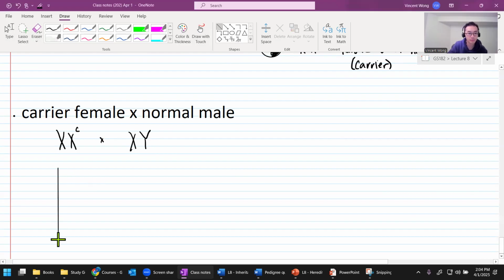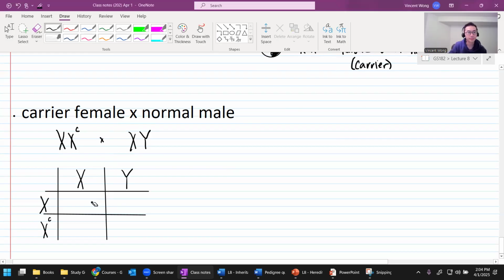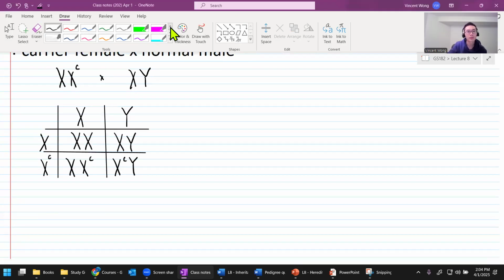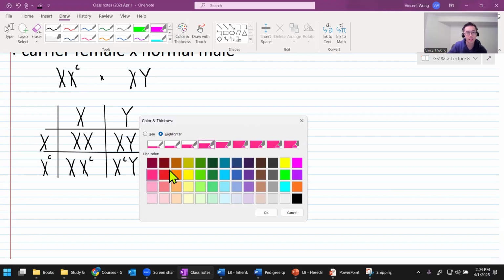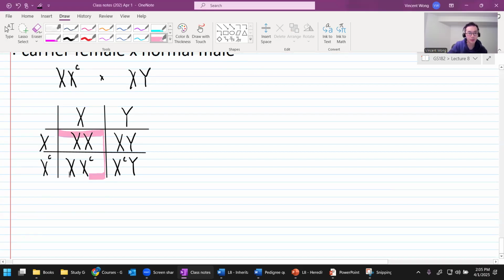Then we just do the Punnett square, like normally. So that's the mother, and then the father. Put the X's together. Same thing. So for these questions, we usually look at the boys and the girls separately. And so these are the girls.